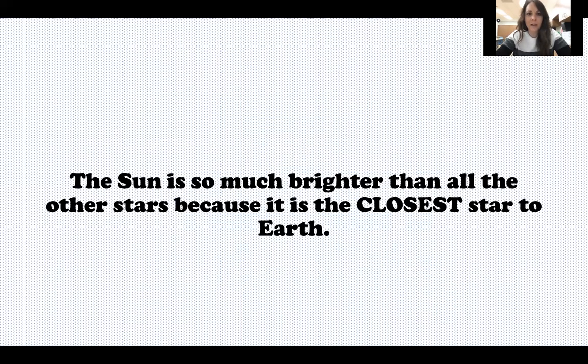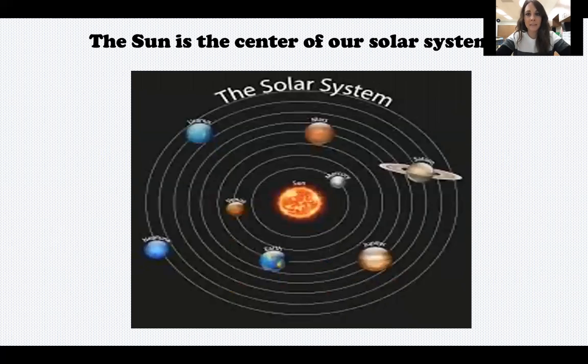And the answer is that the sun is so much brighter than the other stars because it is the closest star to Earth. It's much closer to us than other stars. It's still very, very, very far away, but it's closer than any of the other stars. I told you the sun is the center of our solar system. So our solar system is the sun, the Earth, and other planets. All these other planets orbit, or move in a circle, around the sun. And the sun is in the middle of all these planets.